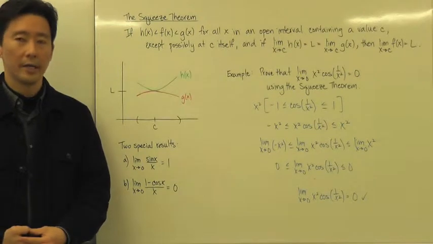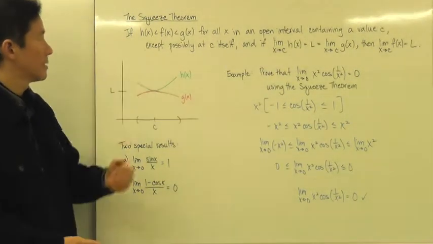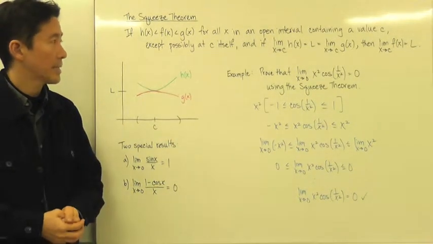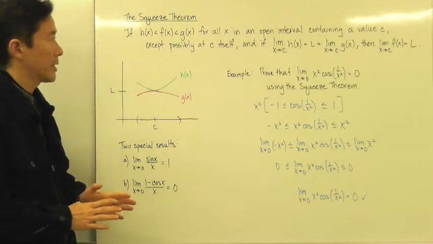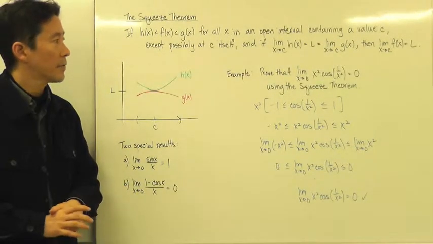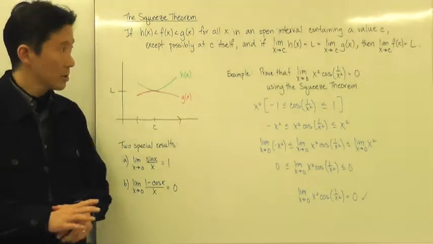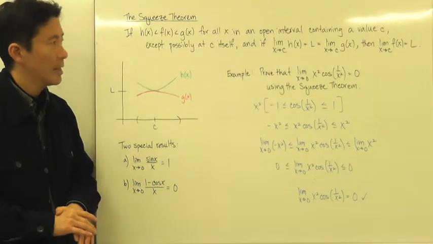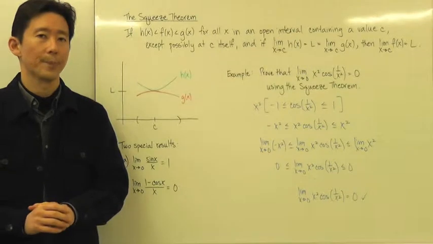Hello everyone, let's go ahead and take a look at the squeeze theorem. The squeeze theorem says this: if h of x is less than f of x is less than g of x for all x in an open interval containing c, except possibly at c itself, and if the limit as x approaches c of h of x is equal to L, which is also equal to the limit as x approaches c of g of x, then the limit as x approaches c of f of x is going to be L as well.